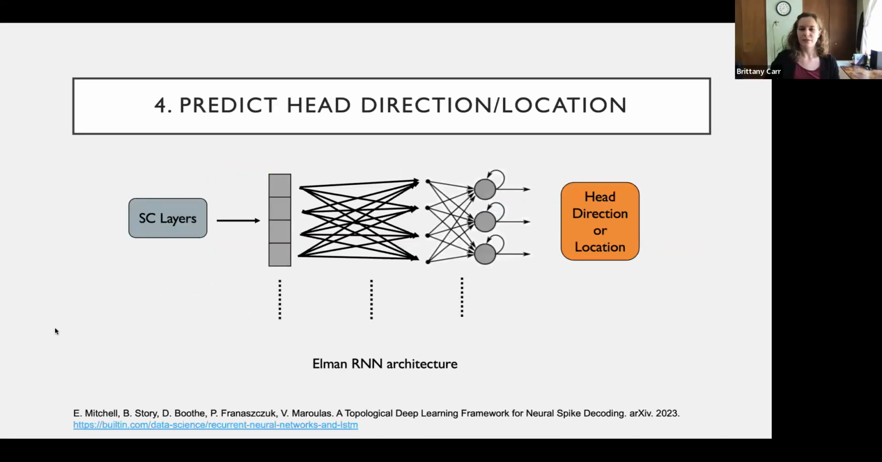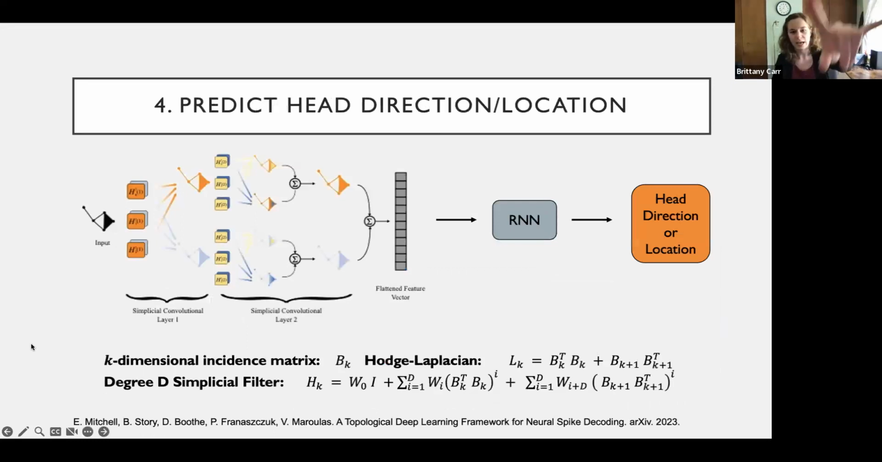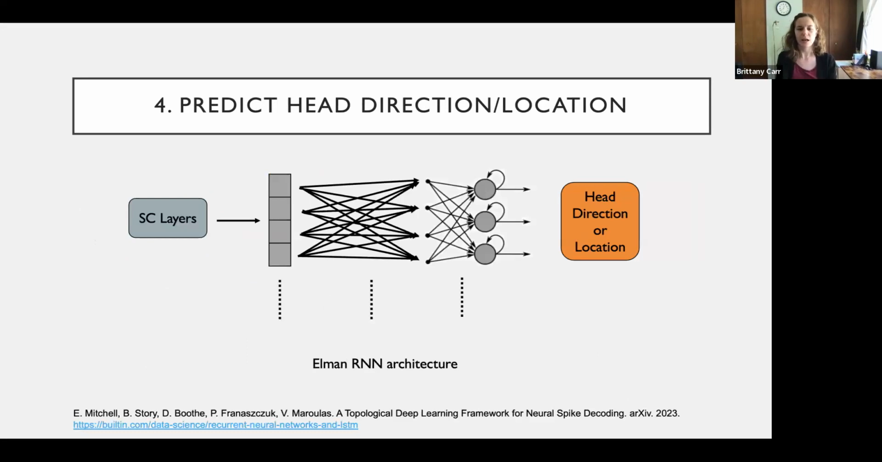So right on the last slide, we had our SC portion, which is doing the simplicial convolutional stuff. And then we have the RNN portion. Our recurrent neural network is just employing the Elman recurrent neural network architecture, which is probably the one, if you've heard of RNNs, you're the most familiar with, where it takes in the data, feeds it back to itself, and then keeps feeding it forward. And then at the end of the day, depending on the data you fed in, it's either going to spit out the appropriate head direction or the appropriate location.